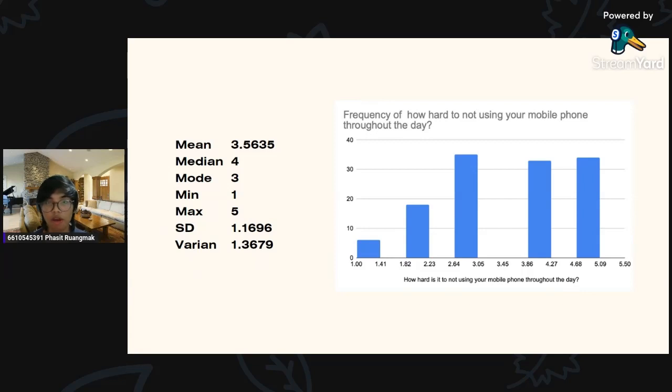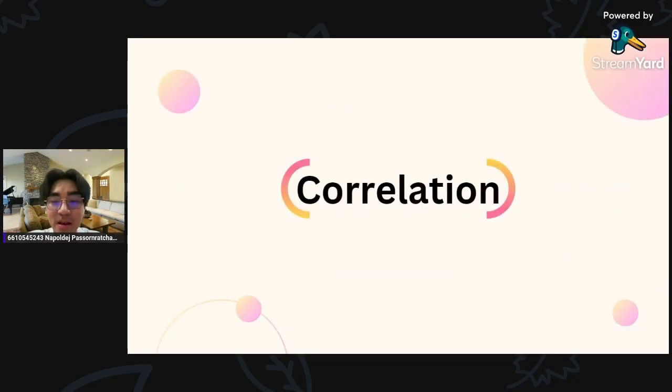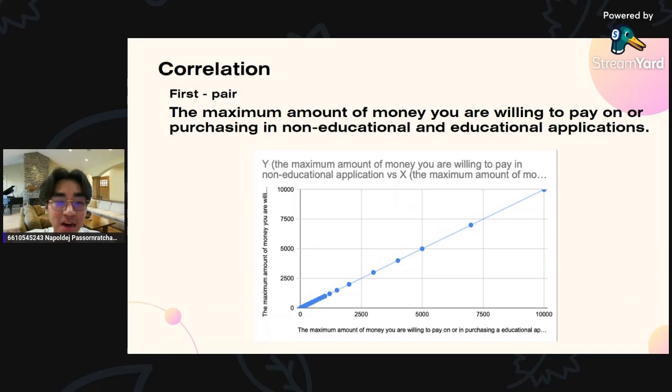Here is our histogram on the frequency of how hard it is not to use your mobile phone throughout the day. And these are our values. On the correlation part, there are four graphs that we want to show you about the mobile phone behavior of the people. First, the correlation graph.